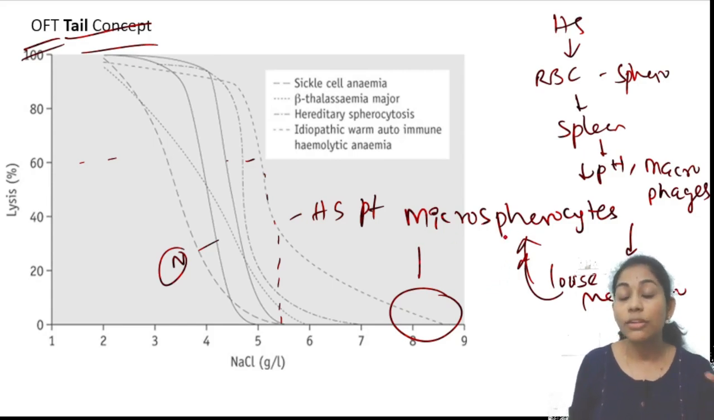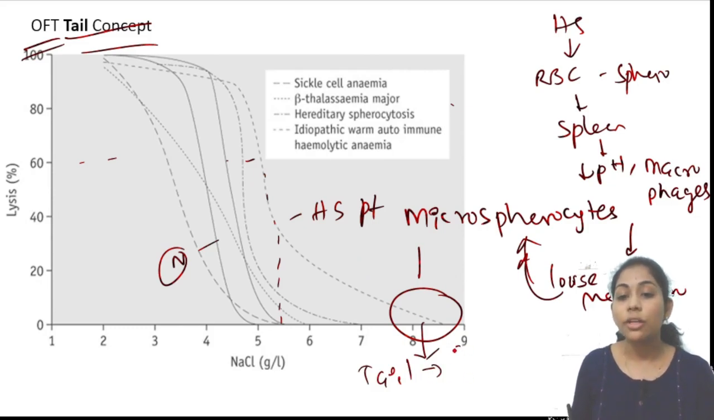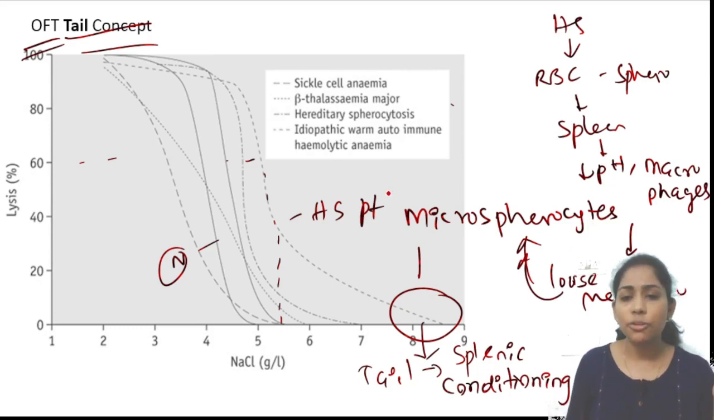These microspherocytes are already very susceptible to lysis, that's why they lyse even at higher concentration. All this is known as the tail of the OFT, where the graph is extending as a tail. This tail is because of splenic conditioning. This concept is known as splenic conditioning. All this occurs because of the spleen. In severe HS patients, the definitive treatment is splenectomy. If the patient undergoes splenectomy, this tail will disappear.